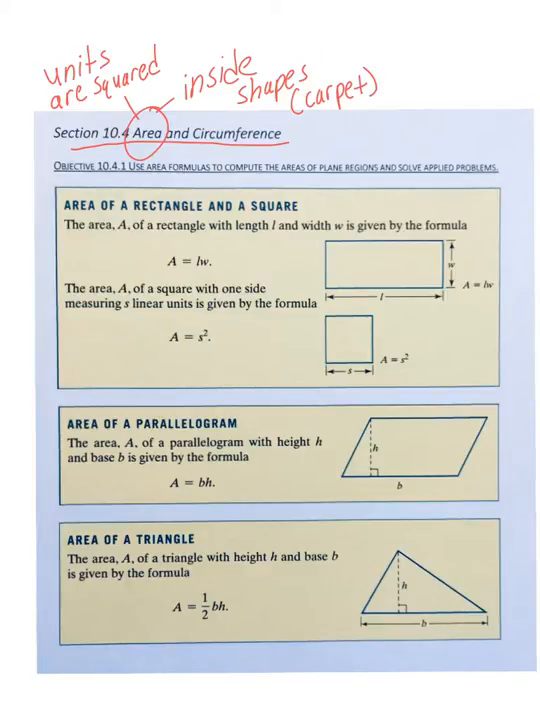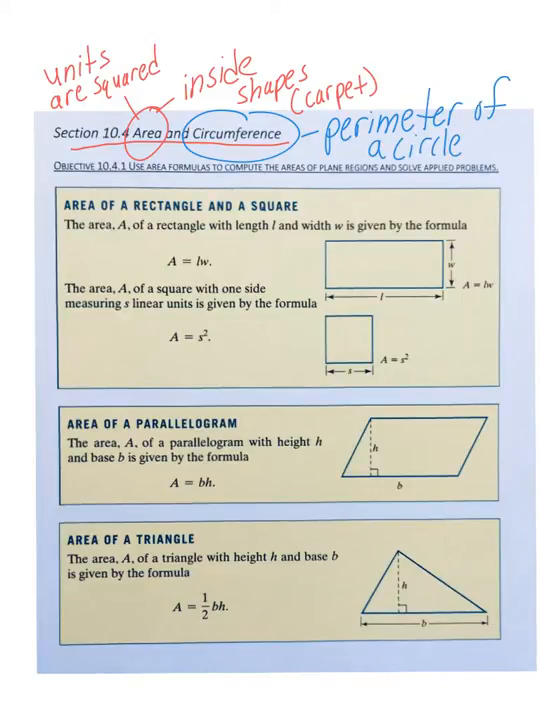Circumference is a little different. Circumference is actually the perimeter, or the outside, of a circle shape. And because it's perimeter, the units will stay the same, just like they did in the last video. When we get to circumference, it's like you're going to build a fence around your circle, so the units will stay the same.